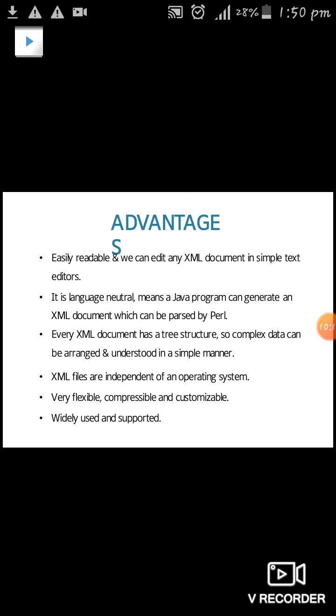So next is the advantages. What are the advantages of XML? XML can be easily readable because it has its own defined tags. It is very simple in a text editor. The language is neutral, so we can generate the XML document in Perl and Java. Every XML document has a tree-like structure. By using the tree-like structure, we can easily retrieve the data from the document. And XML files are independent of operating systems.